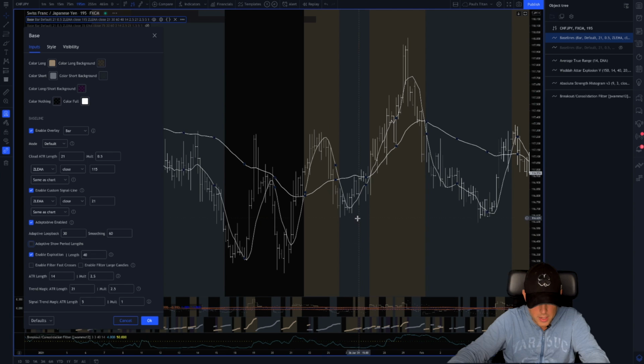Here's a potential entry. Again, consolidation filter actually keeps us out, which might be a good thing overall, but we'll test it later.